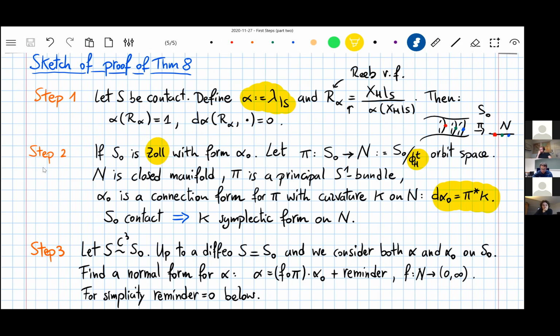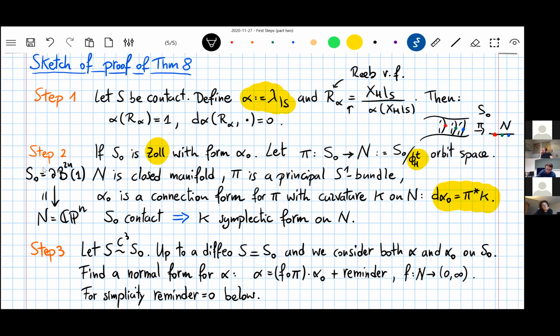Also, to have an example in mind, if you had as S_0 the boundary of the ball, then when you quotient, you get as N, you get CP^n.